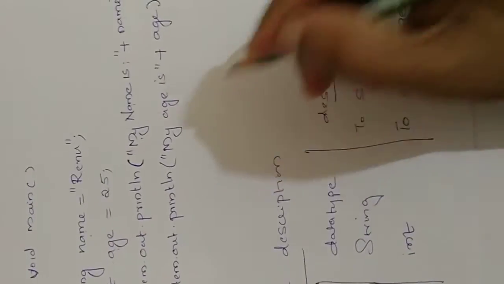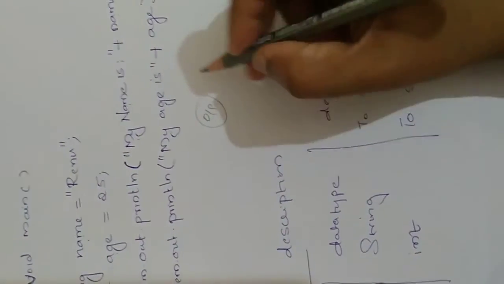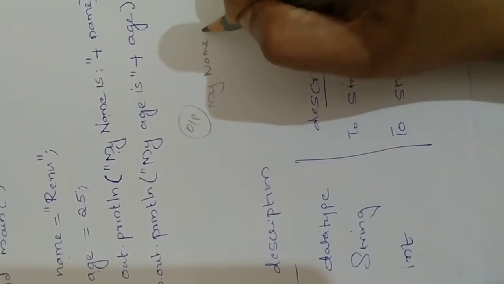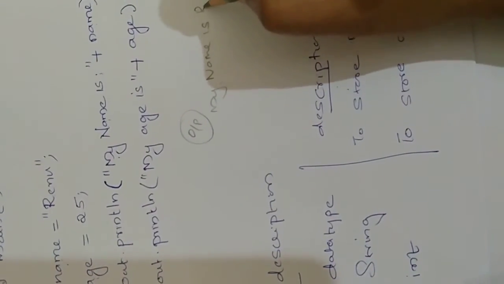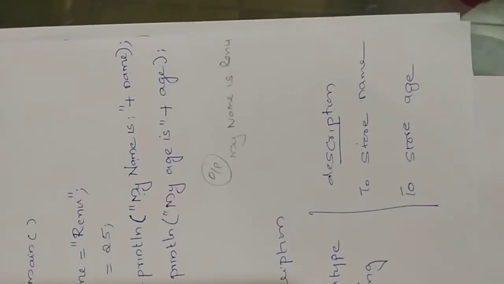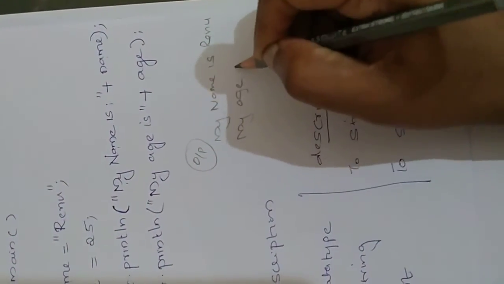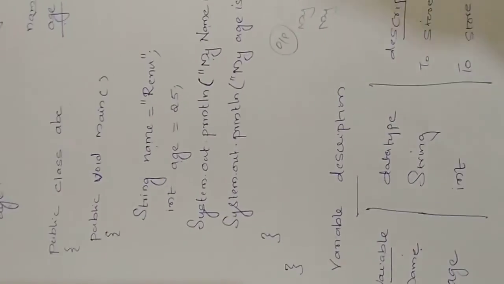Still I will write the output here. Your output will come as, my name is, what is your name? Renu. Double quotes will not come. And my age is 25. So your output will be, my name is Renu and my age is 25. This is the output for this program.